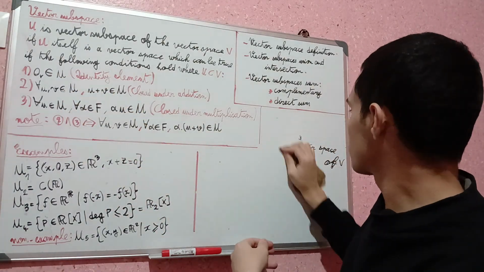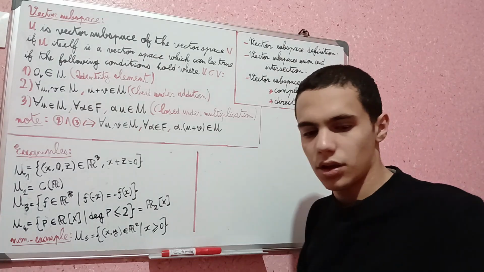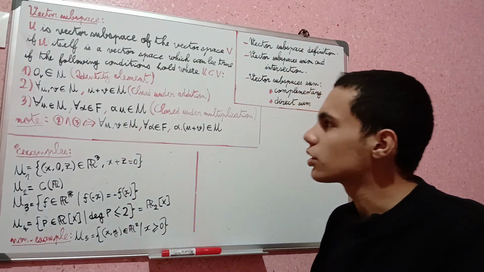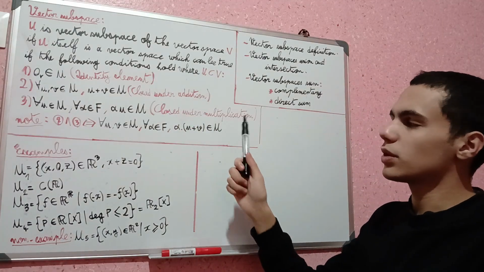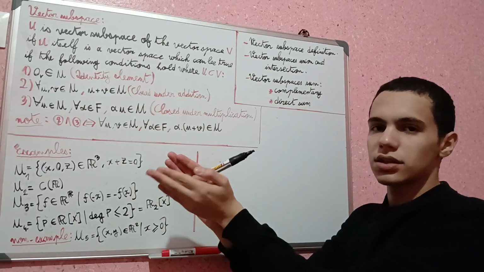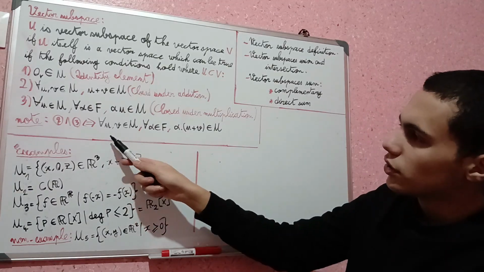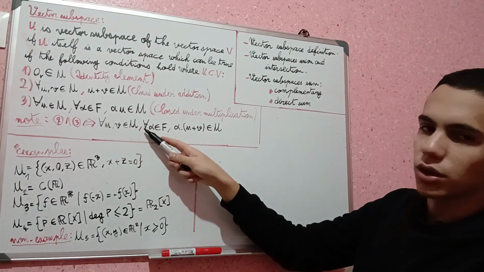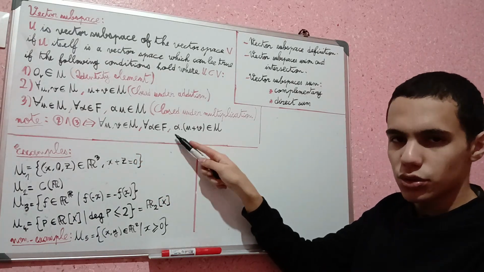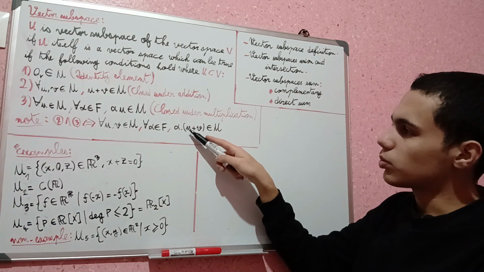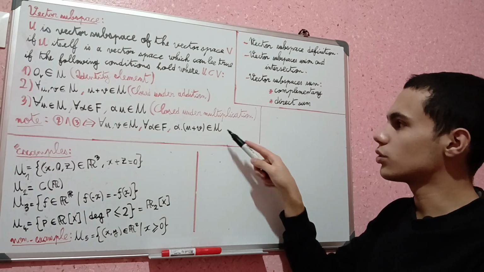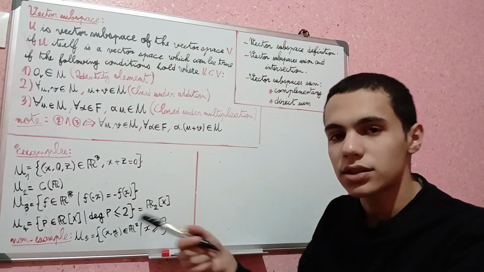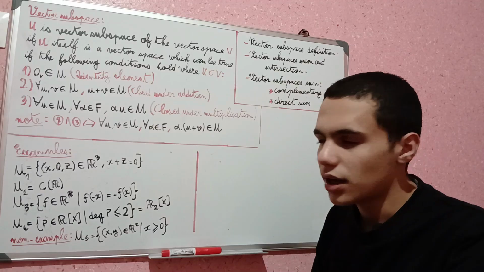The first condition is that the identity element of V also belongs to U, and also U is closed under addition and multiplication. These two conditions can be shortened into only one property: for all u and v belonging to U, for all alpha belonging to the field F, alpha multiplied by u plus v belongs also to U. So it's closed under multiplication and addition. So let's take some examples about vector subspaces and prove them.